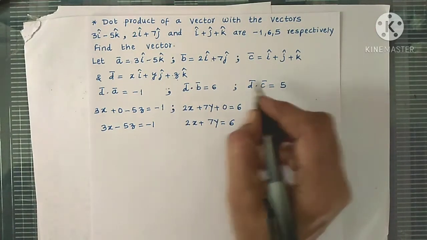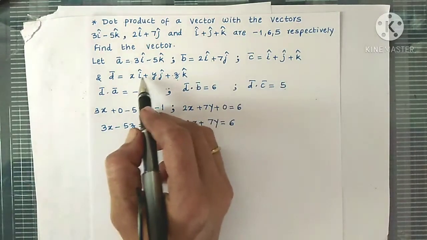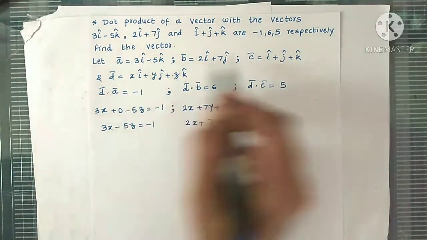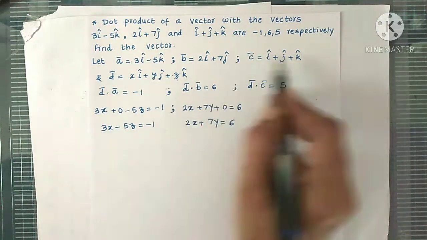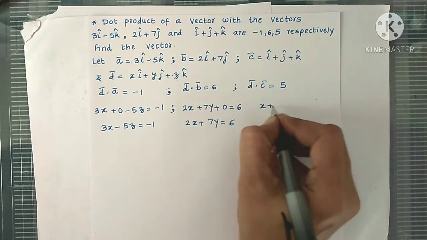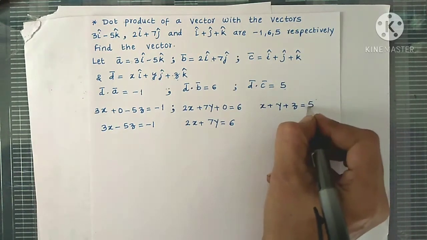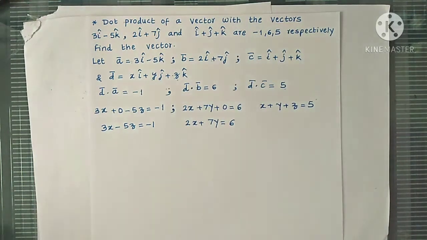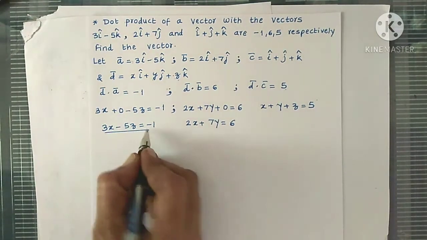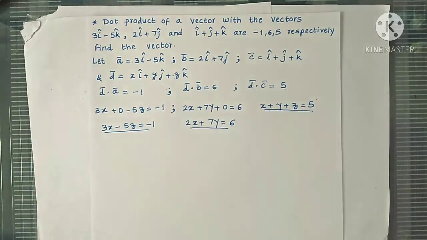Now for the third one. The dot product of D bar and C bar is 5. So the dot product is 1 into x plus 1 into y plus 1 into z, so that is x plus y plus z equal to 5. Now we have to solve these three equations and find the values of x, y and z.